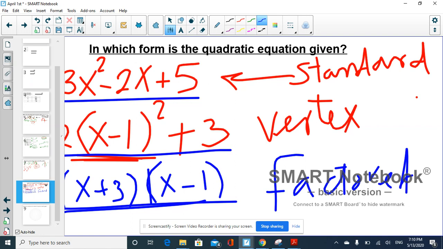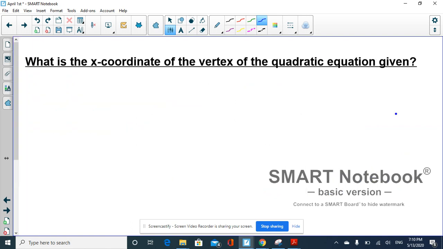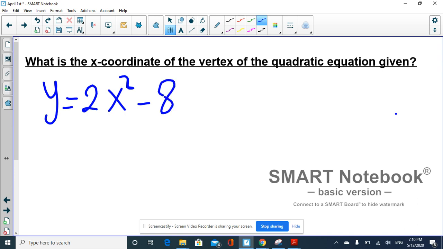The last question will look like this. What is the x coordinate of the vertex of the quadratic? But this time I'll give you 2x squared minus 8x plus 5. I want the x coordinate, okay, but this time this is a standard form. I just said this is a standard form, not vertex form.